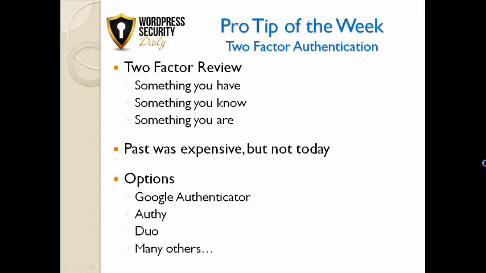First one is something you have. Okay, so something you know is maybe a username and password, right? So that's something you know. I know this username and password. Something I have, maybe a key fob that you have, or that is on your phone. Something you are. So biometrics, fingerprints, eyeball scans, that kind of thing.